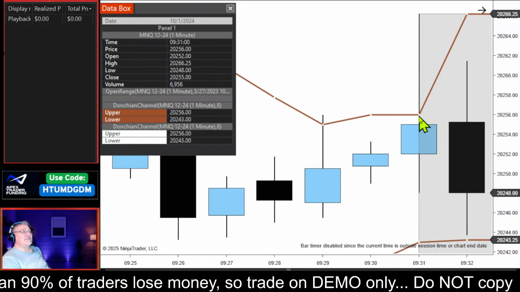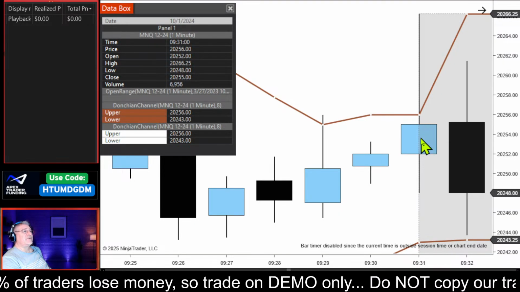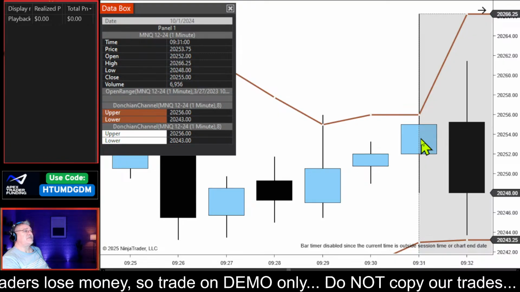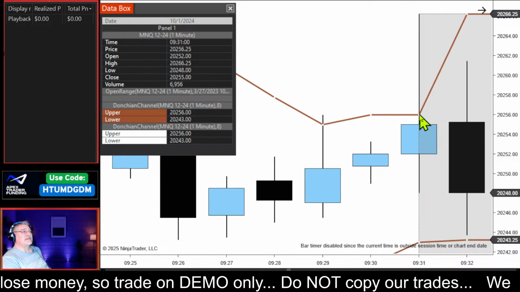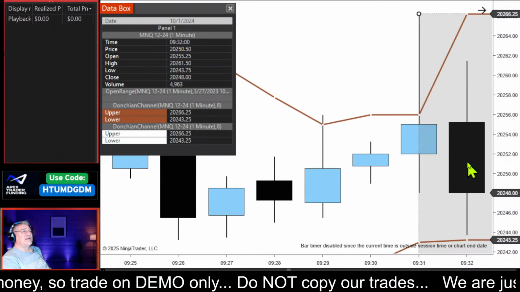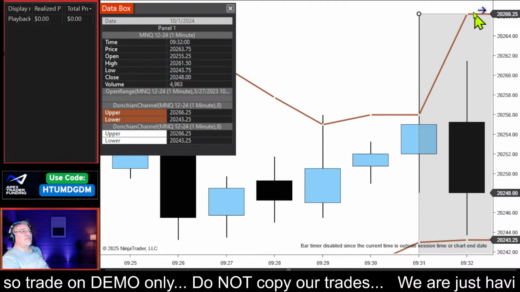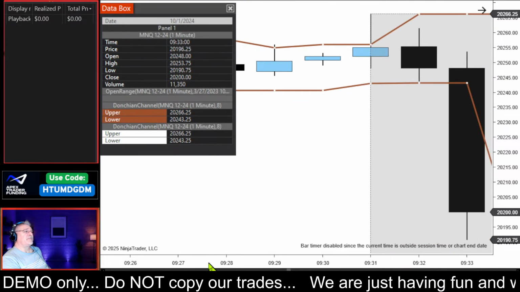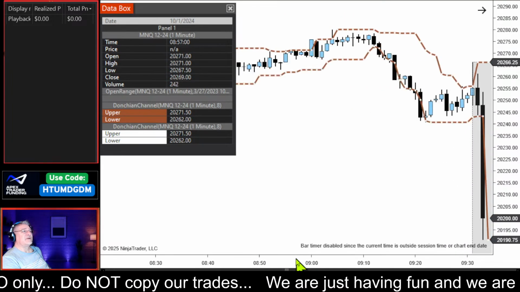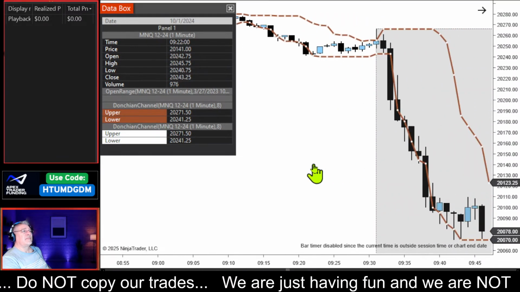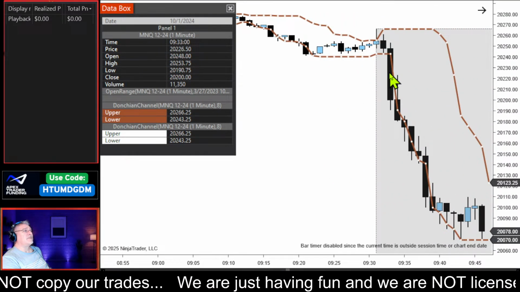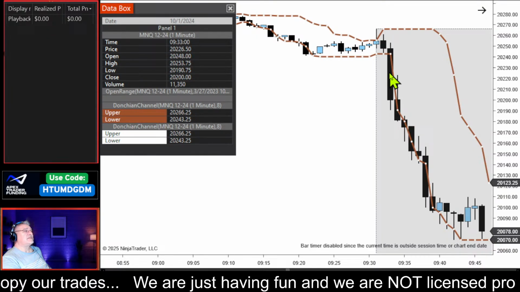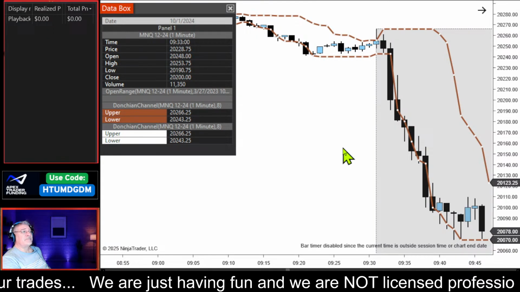We can easily see we didn't close above the channel, but we can confirm it. Closed 255 with the upper was 256. We closed 1 point below. Next candle, we didn't close below or above the price channels, and the next candle we did close below. So that's where we would go short. What a tumble. It closed at 20,200.